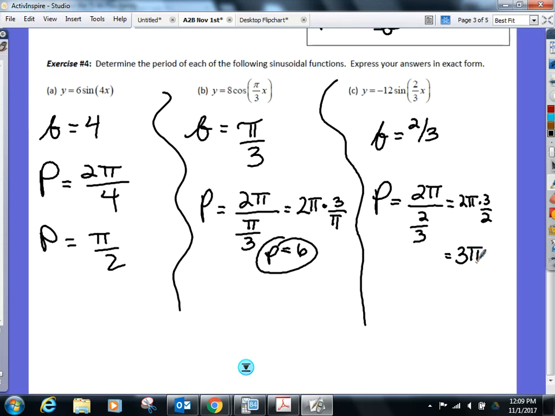Oh, and a bonus question, Matt, because I know it's going to happen tomorrow on the quiz from a couple of your classmates, and it's going to drive me insane. What is the amplitude? Thank you. Positive 12, everybody. It cannot be negative.